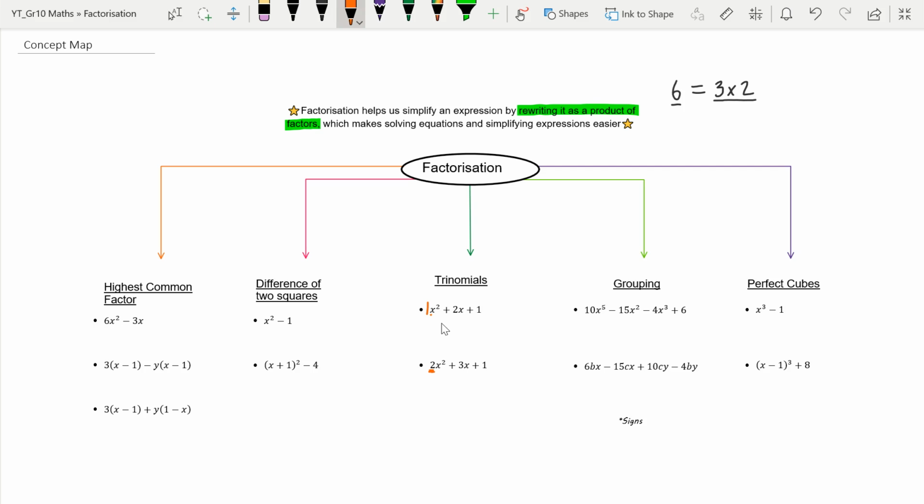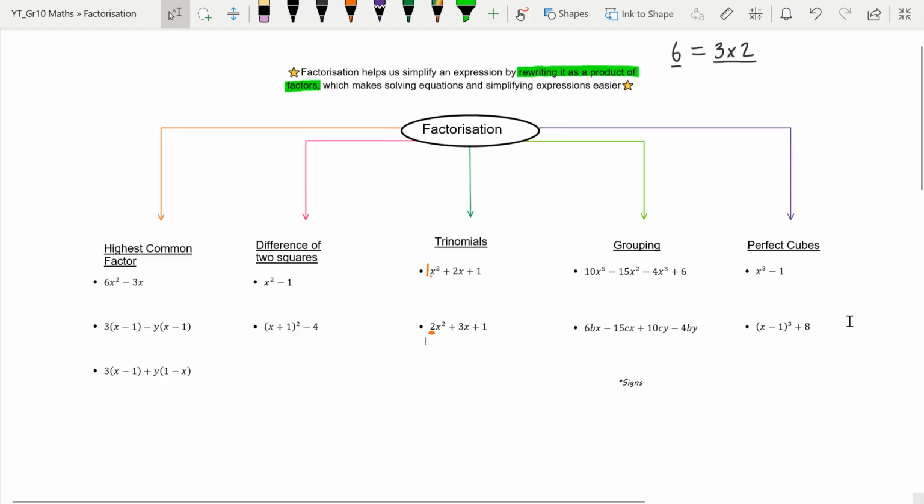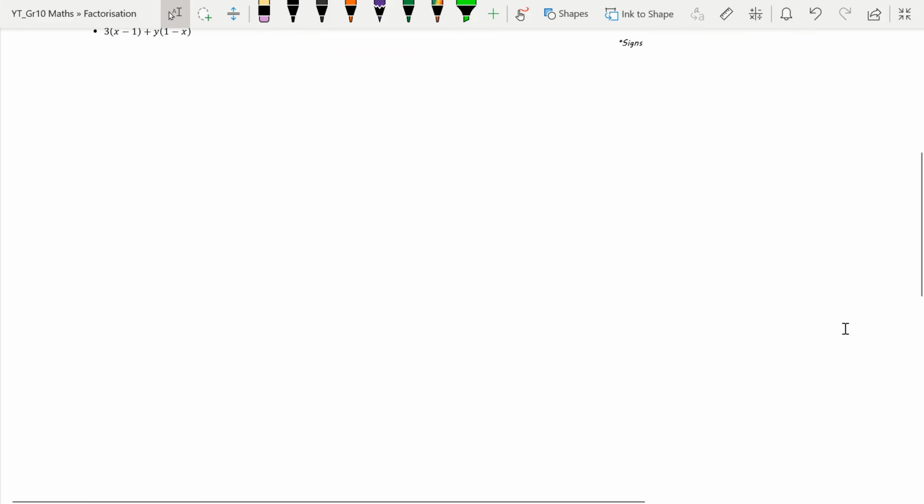Then we're going to look at grouping. I find that it's not everybody's favorite. And then perfect cubes.